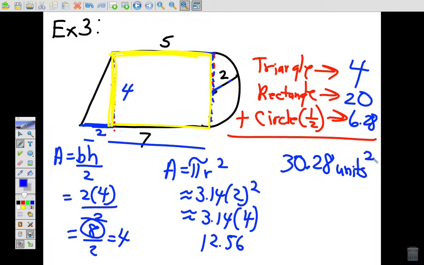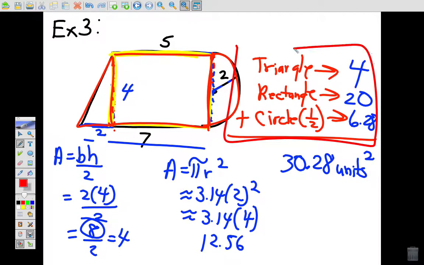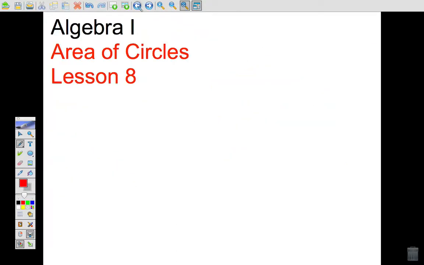So I'm not going to give another example of this problem, just because they do take a little while, and I would just replay this one. But to make a long story short, what we did is we took the original figure and we split it into parts. So we have a triangle, we have a rectangle, and then we had a half a circle. And we found the areas of each of those and we added them all up. So area of circles is the topic, and it goes along with lesson 8.